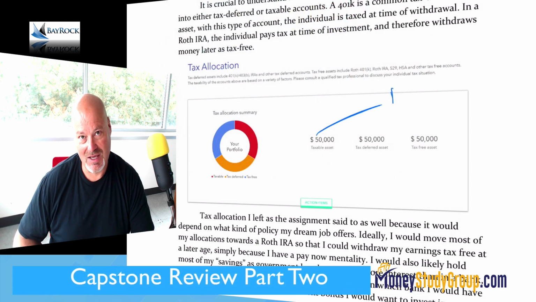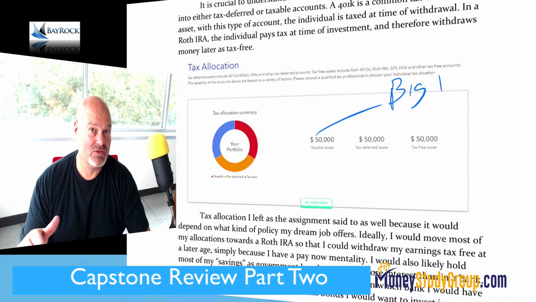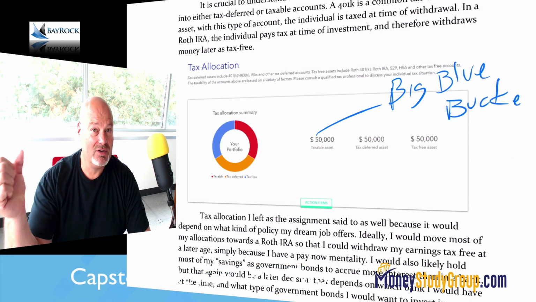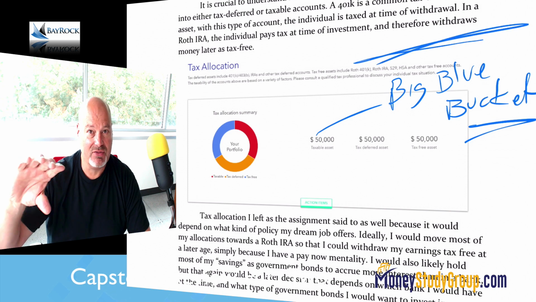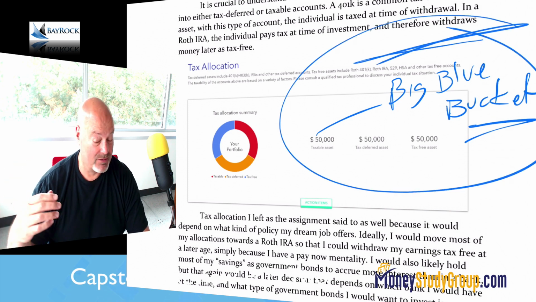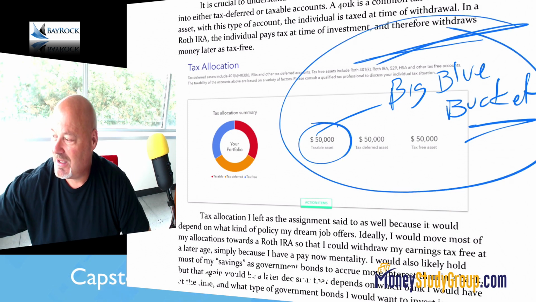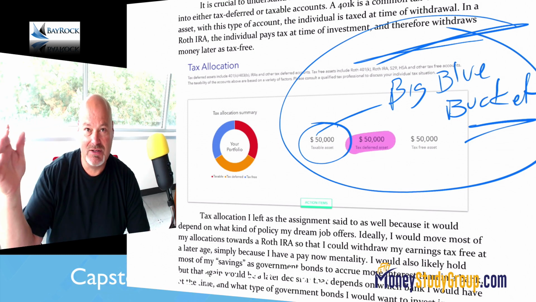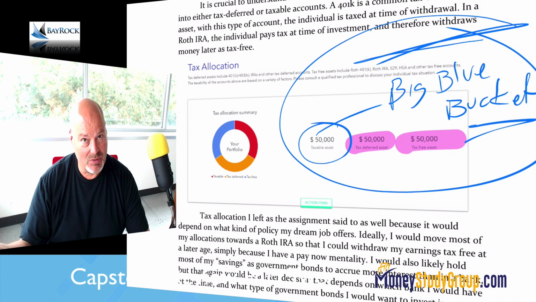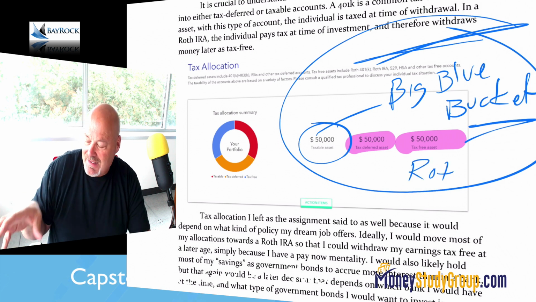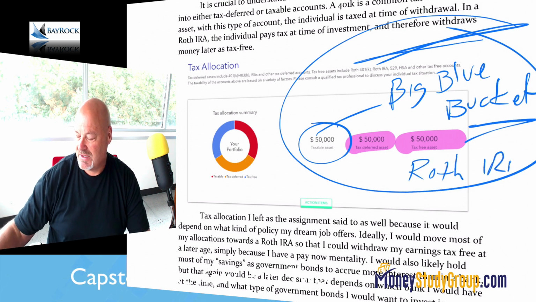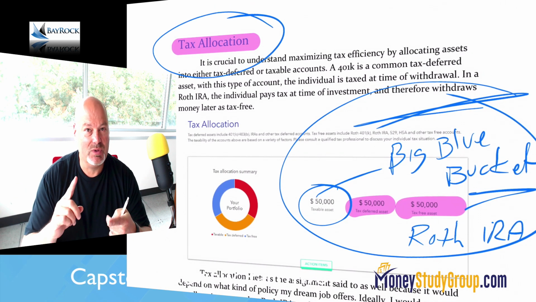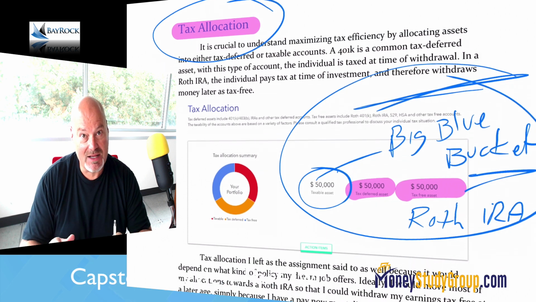That's tax allocation. So most of you did really well in that previous assignment where you were supposed to take $150,000 and invest it in 3 different types of accounts: the big blue bucket, the tax deferred or tax deductible bucket, and the Roth IRA. And that's what the student is referring to. I knew that, but I do want to clarify there's a difference between asset allocation and tax allocation.